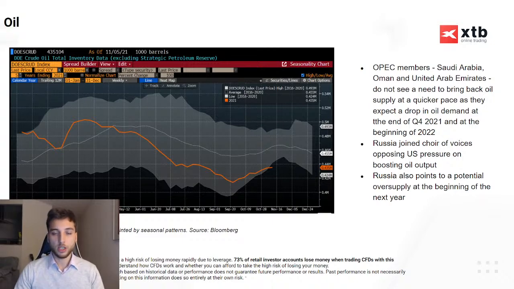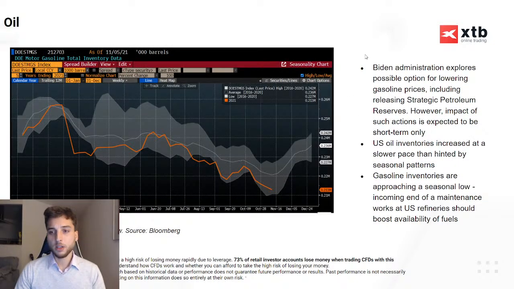As you can imagine, oil prices and energy prices do end up impacting the broader market as a whole, and therefore are a key thing to keep an eye on as well. Secondly, the Biden administration explores possible options for lowering gasoline prices, including releasing strategic petroleum reserves. The impact of such actions is expected to be short-term only, because that could only be done up to a certain point, and then that's it.